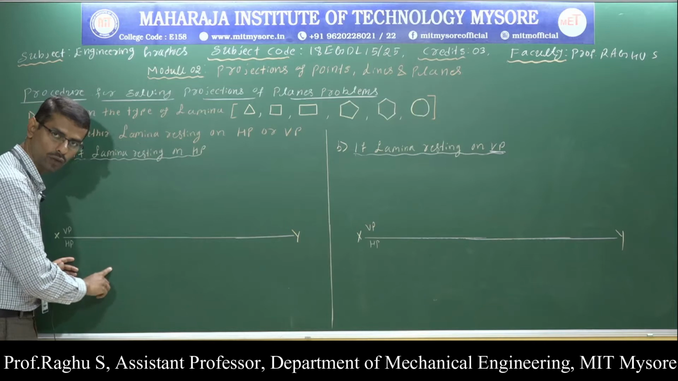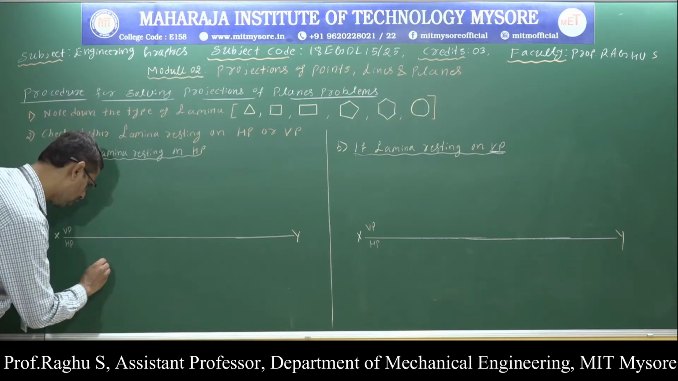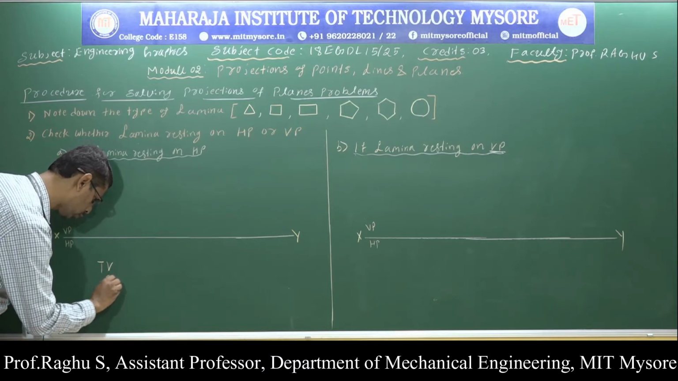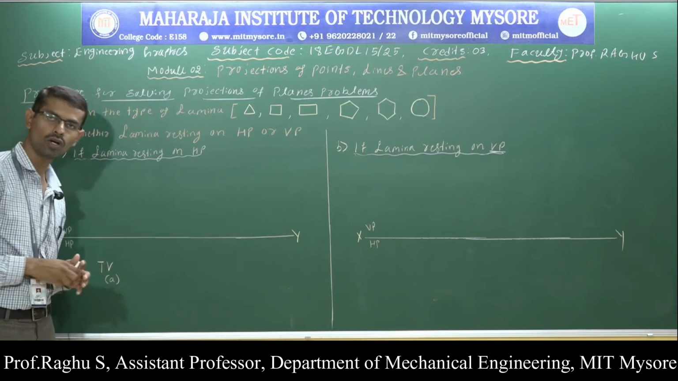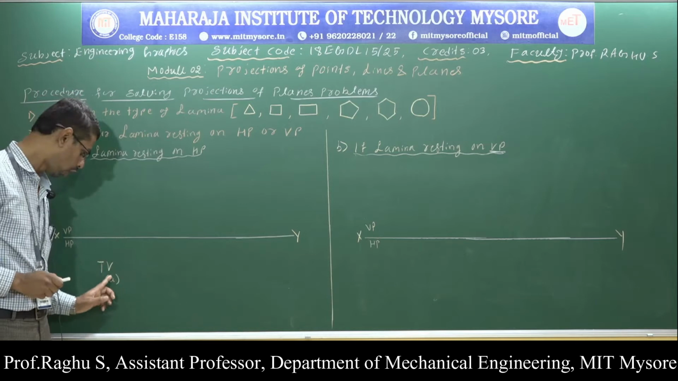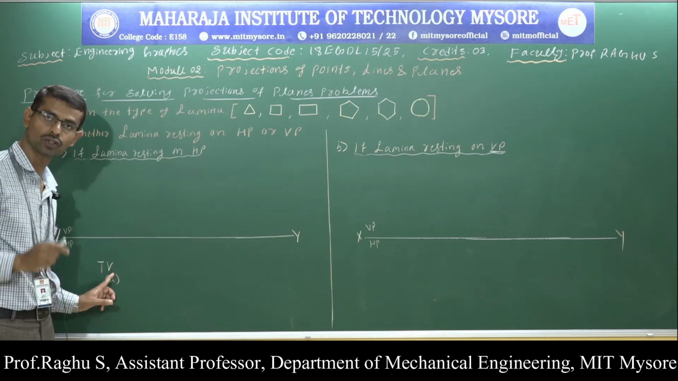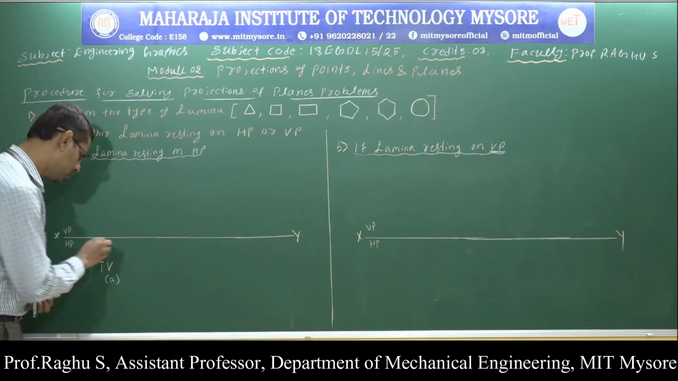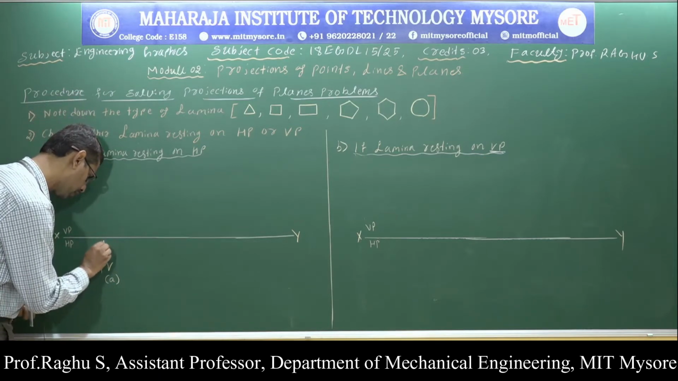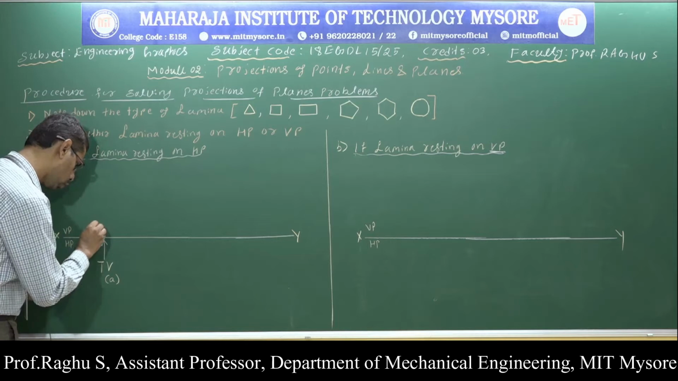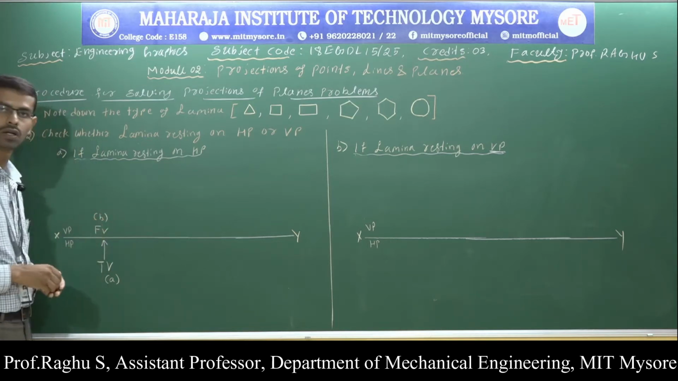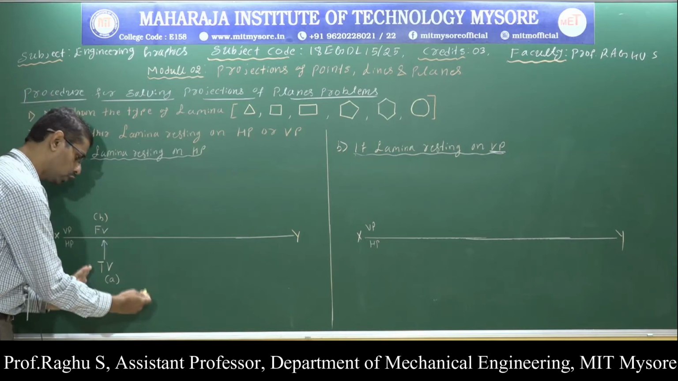That is, start the first position with the top view. So first draw the top view. This is the first position, because the true shape comes on the HP plane. Next, draw the projection to get the front view. So this is B. This is the first position.